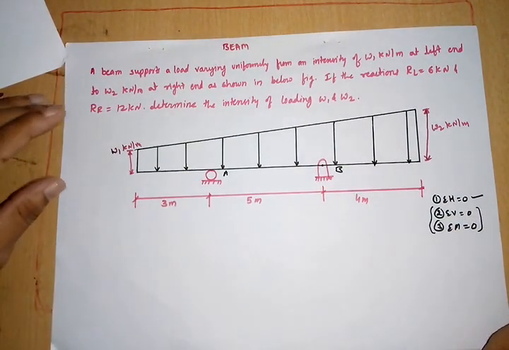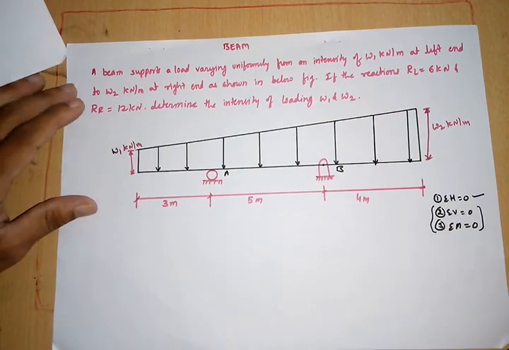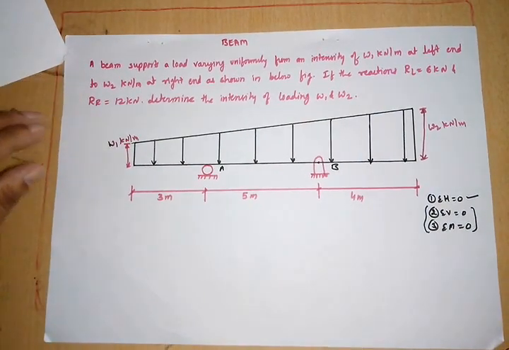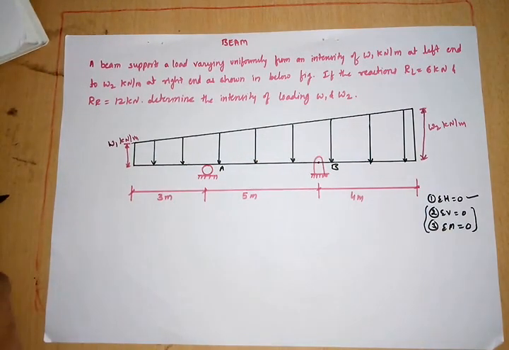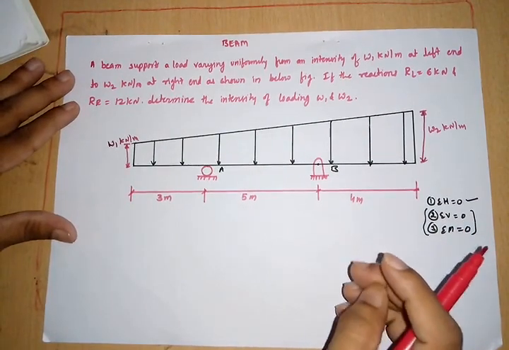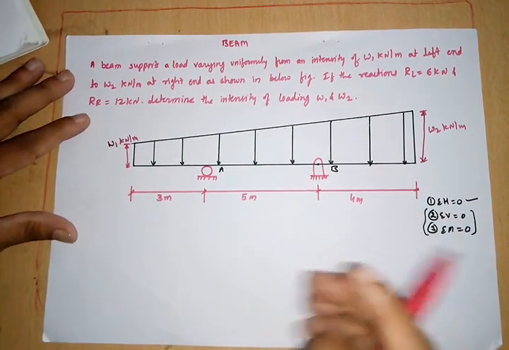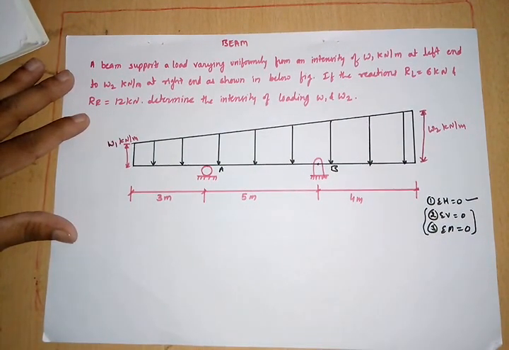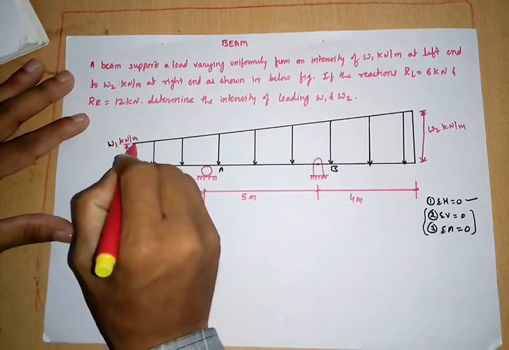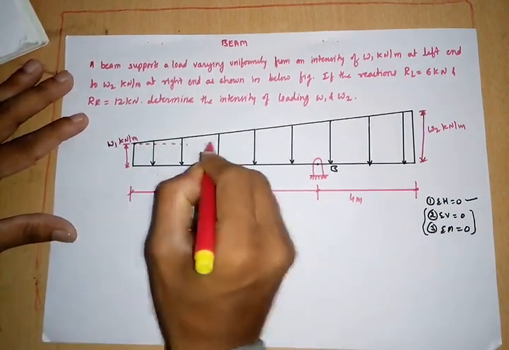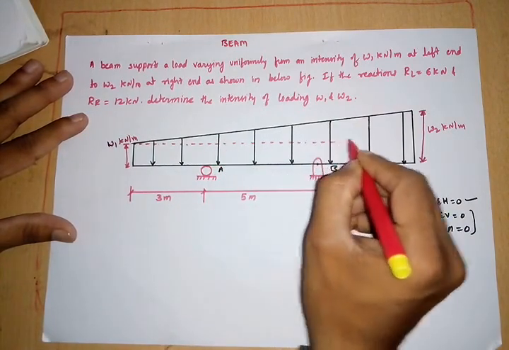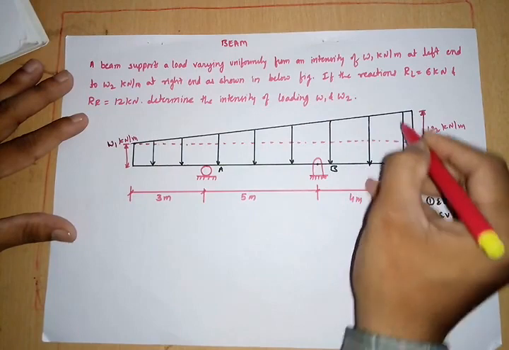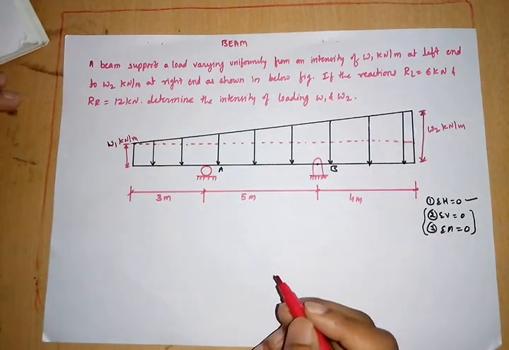Before going to solve the problem, first I have to draw the free body diagram. If we look at this figure, its shape is trapezoidal. So I can divide this into two parts: one as a rectangle and another one as a triangle.